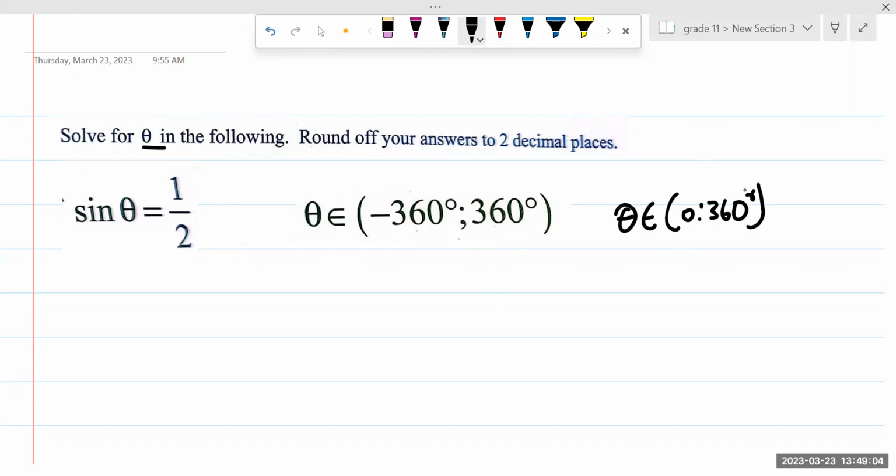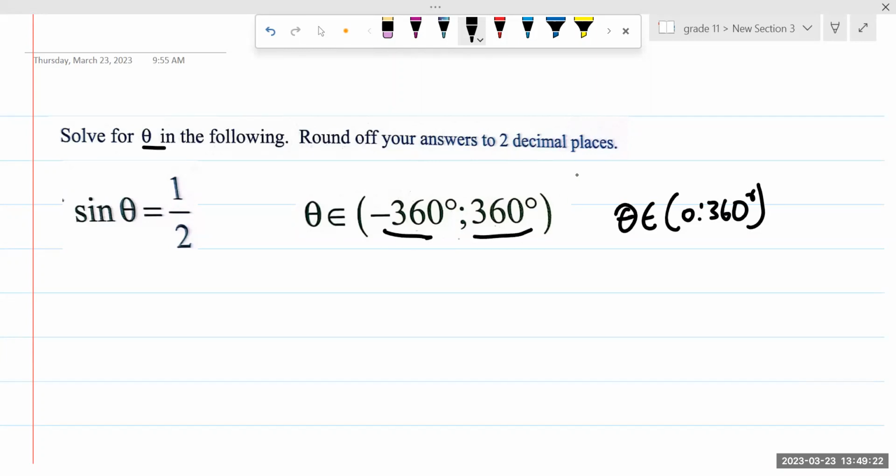Now, in grade 11, that one was for grade 10. In grade 10, we are going to work only on the first cycle. When we get to grade 11, you can work in any cycle. They're going to ask us in different cycles. For example, here they say start from minus 360 up until 360. What is this question asking, guys?